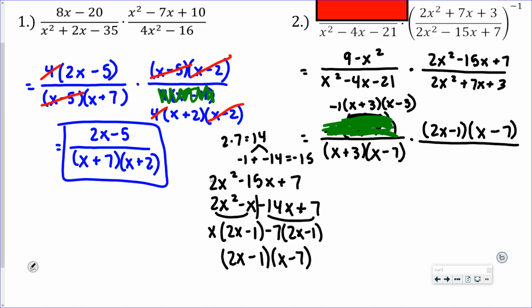All right, for the numerator, I got 2x minus 1, x minus 7. So you can go ahead and write that in. Try the bottom. I have 2x plus 1, x plus 3 for the bottom. That's what I got. Yep, that's right.